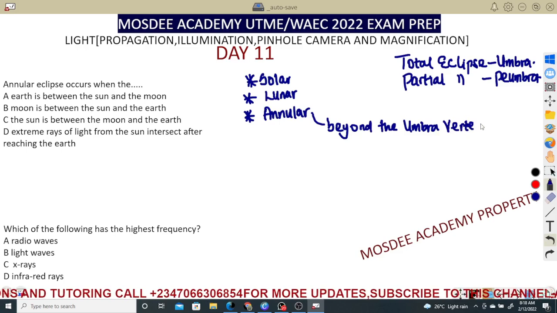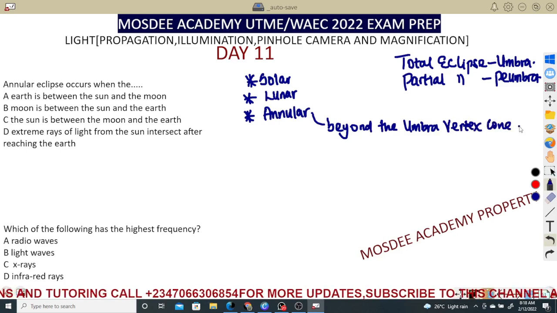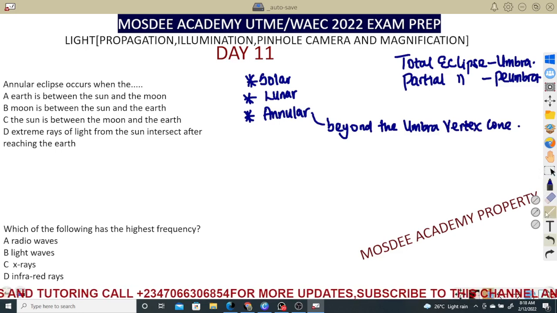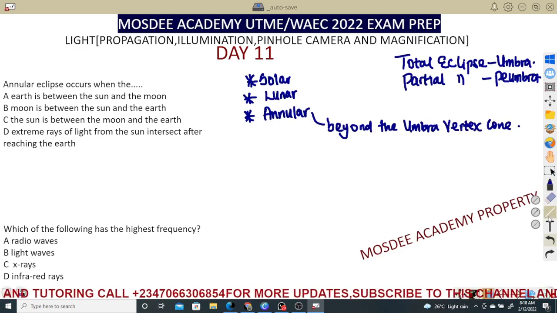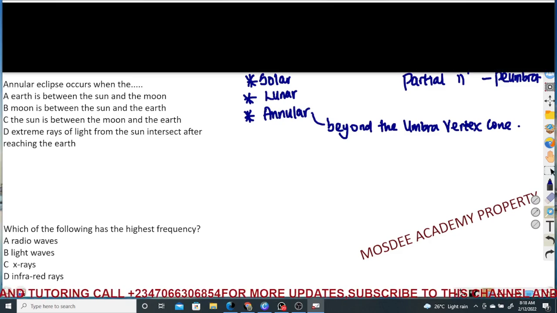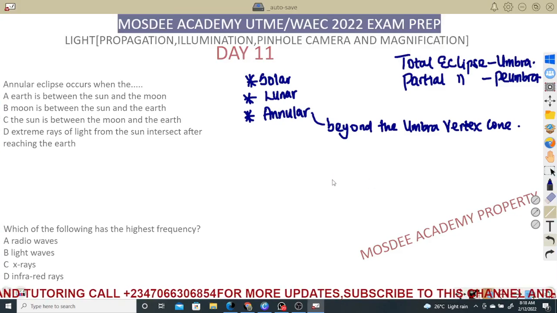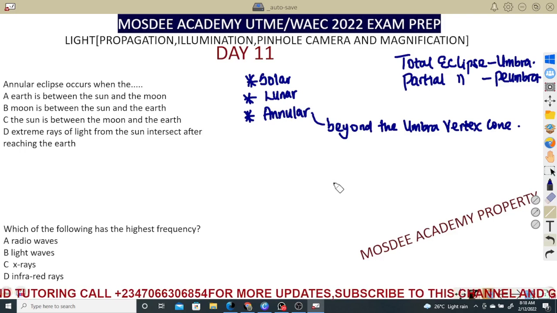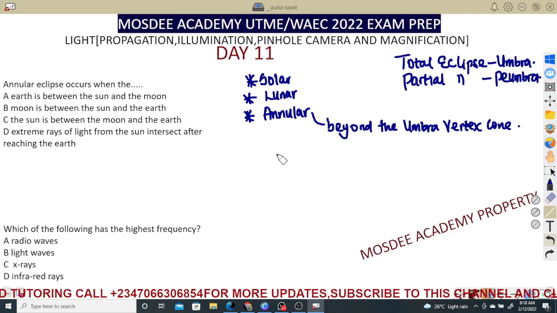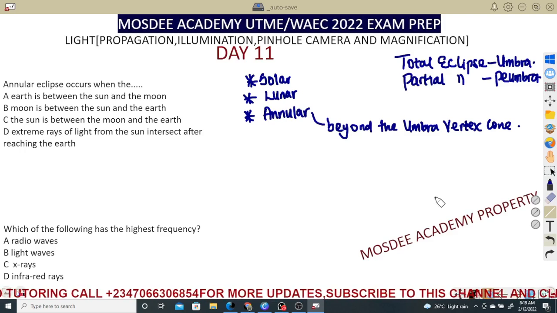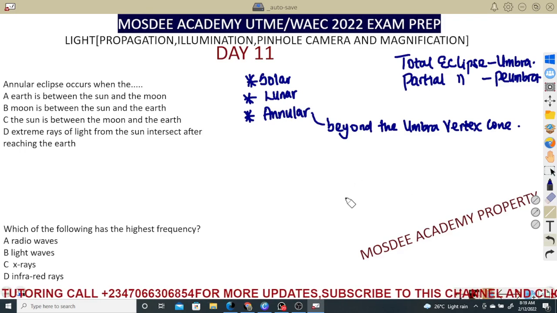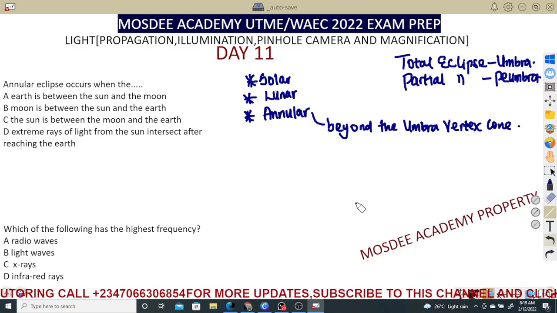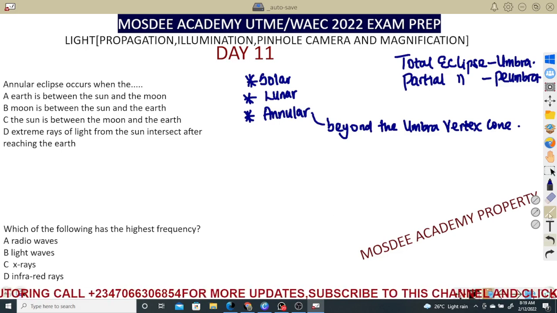Umbra cone. Now, one thing we need to know is that when we are drawing the diagram, maybe I should do that in a few minutes. I hope this will come up very quickly. Just hope it's still loading. So my point is that normally, if you try to intersect the extreme ray of light that is coming from the sun, instead of them meeting at the earth, they are meeting before. I hope this is back.